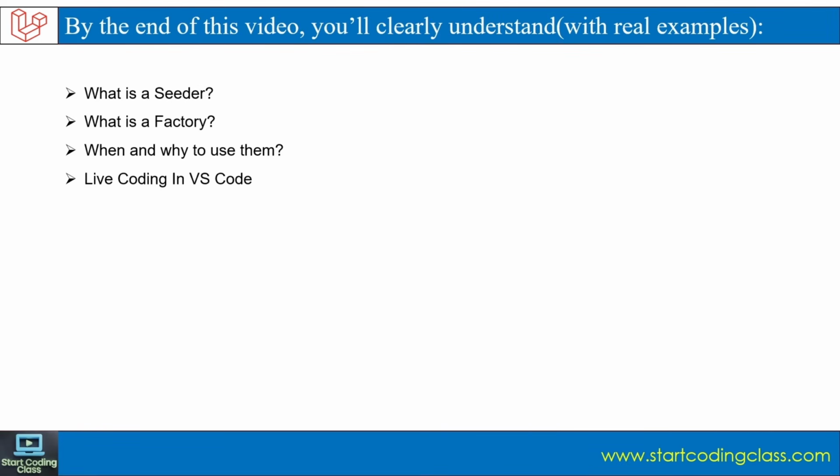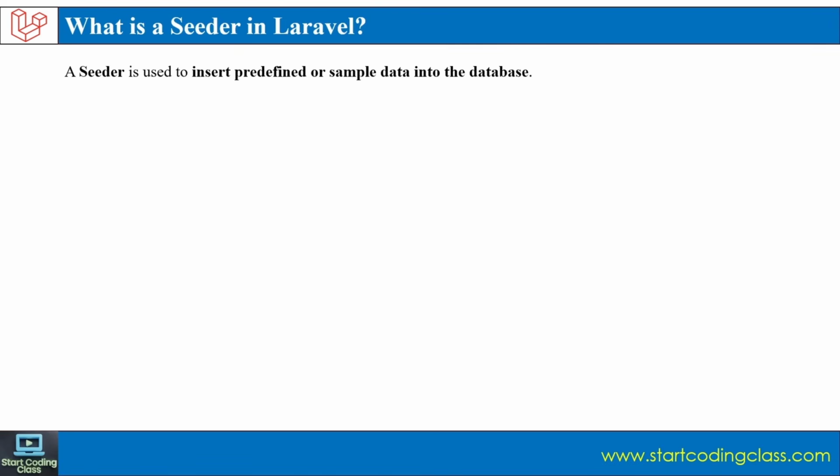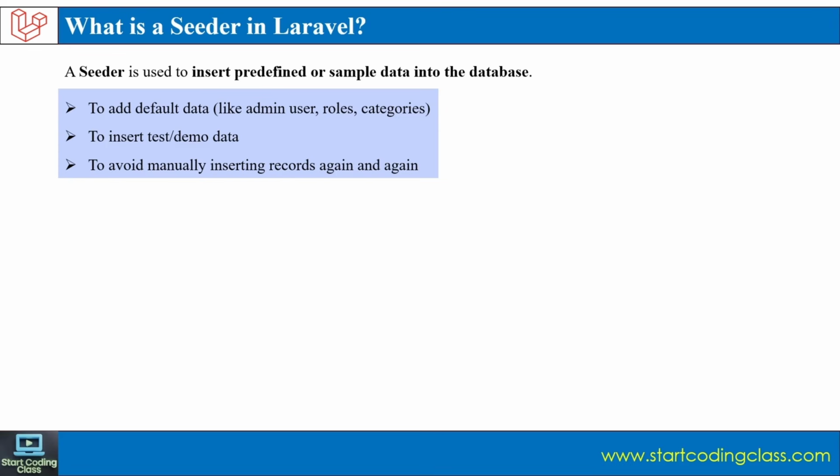So let's go. First we see what is seeder. Seeder is used to insert predefined or sample data into the database. So if you want to insert some random data into your database, you can use seeder. It adds default data like admin, user, role, category, or demo data, and avoids manually inserting records again and again. If you are not using Laravel seeder, you will go to the admin panel and insert the records one by one. This is not the correct way. The correct way is to create a seeder in Laravel.